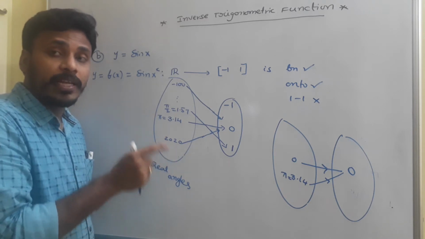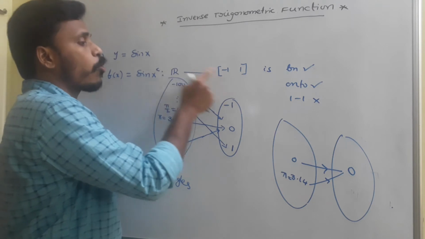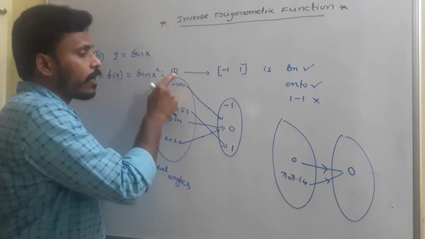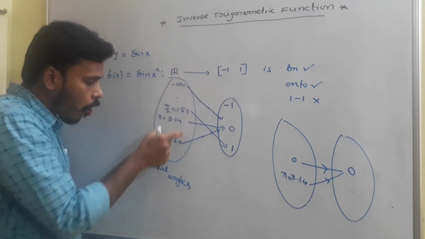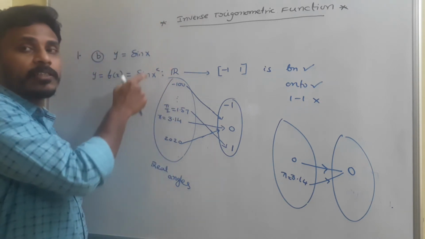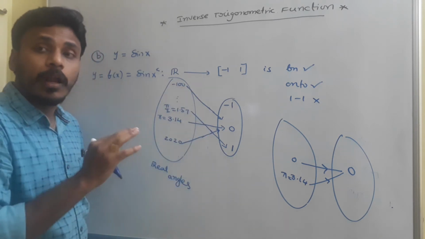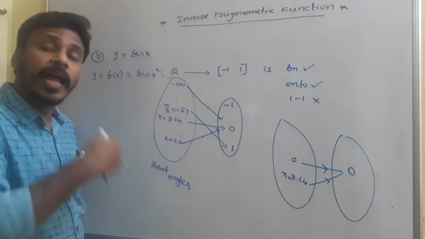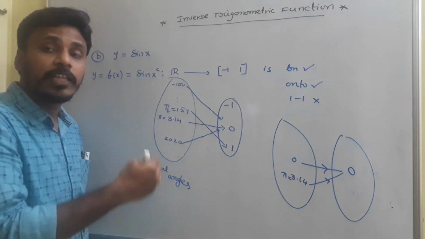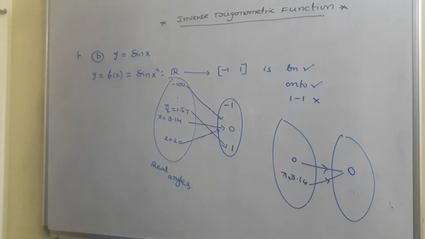I need to make sin x a bijection, so I need to consider the domain and codomain. If the domain is real numbers, I need to take all the real numbers in the first set. I need to take all the real angles in the place of x. That function is not 1-1. Now I need to construct another function by redefining the domain to make it 1-1. For that I will search. Just have a look.